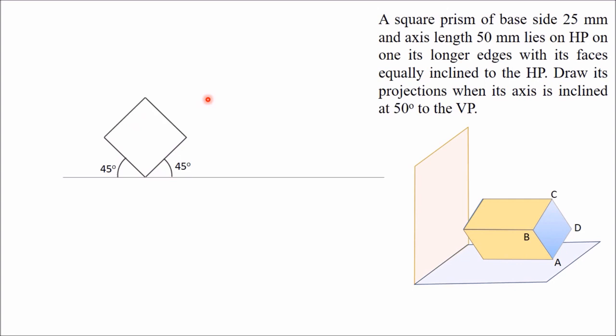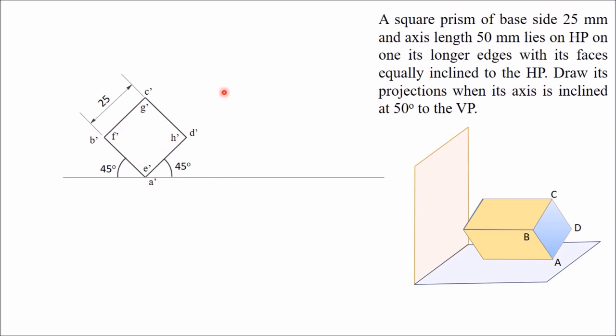Once you get the square, name all the corner points. This side is 25. This is the front base, so I have named them A, B, C, D. So this is A dash, B dash, C dash, D dash. Similarly, here another base is there, so you can represent these points as E, F, G, H.